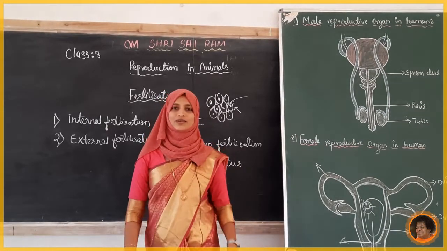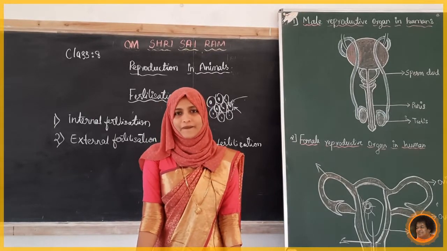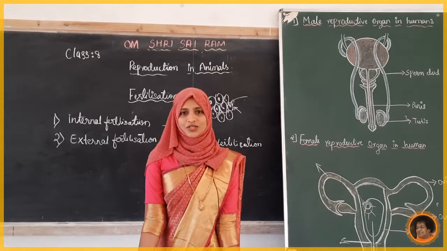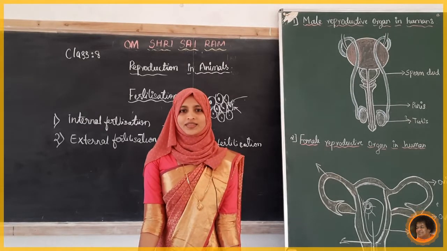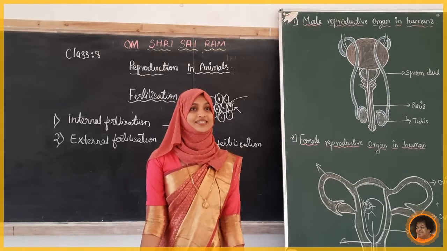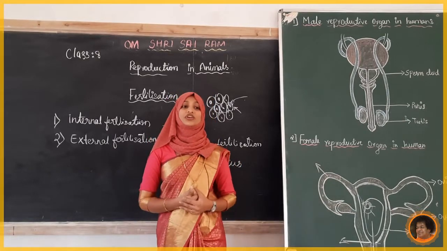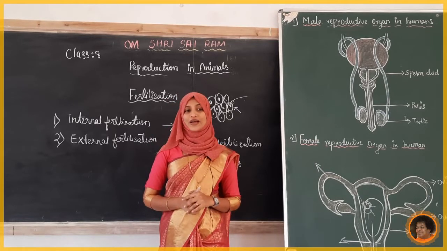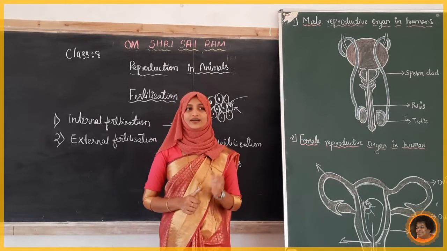So write down today's questions, students. First question, what is fertilization? The result of fertilization is dash. Next, what is ovulation? Explain the development of the embryo.